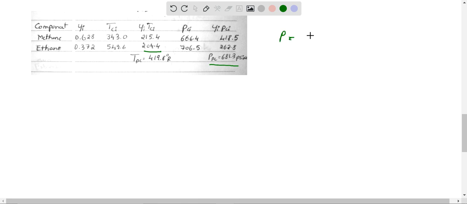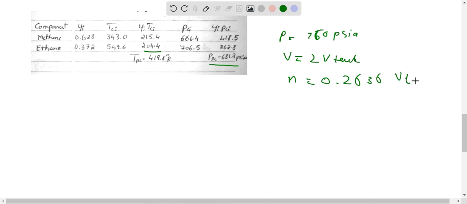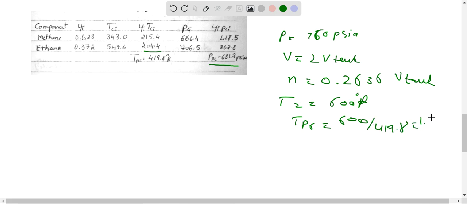So we have pressure 750 psia, volume is 2 V tank, number of moles 0.2636 V tank, and T2 is 600 R. So TPR is 600 divided by 419.8, which is 1.429, and PPR is 750 divided by 681.3, which is 1.1.